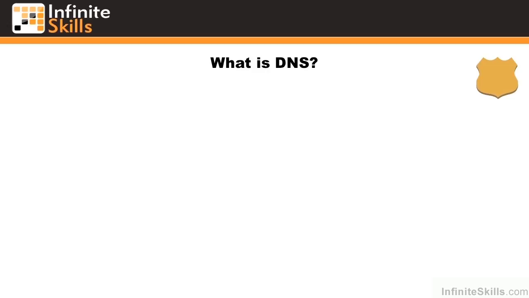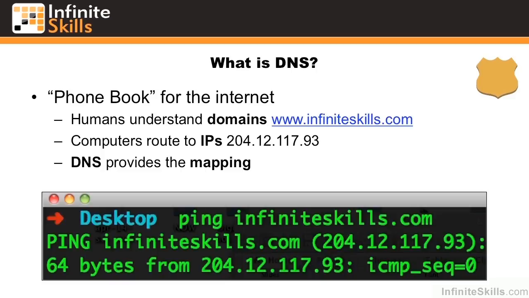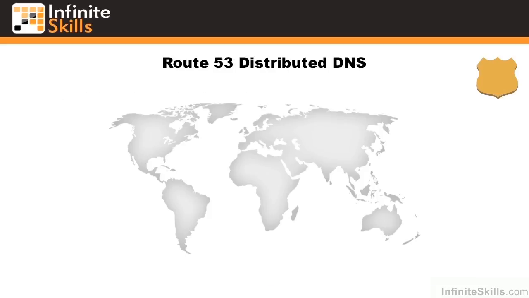Let's first take a look at exactly what DNS is. You can think of DNS as the phone book for the internet. When I want to send a request to a server, I typically know it by its domain. Well, maybe that's not true in my case because I'm a developer. I know a lot of servers by their IPs, but most folks access by the domain. Computers, on the other hand, have to route to IP addresses. DNS provides that mapping, so when I look up a server by its domain name, I'm routed to its IP address. Route 53 is a distributed DNS service with multiple locations around the globe.